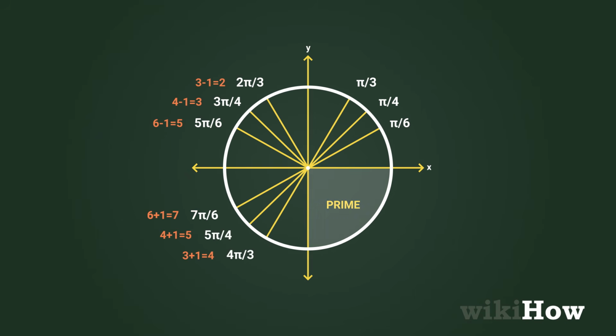Prime corresponds to the bottom right quadrant, or the fourth quadrant. It means that each numerator in the fourth quadrant starts with a prime number, or 3, 5, 7, and 11.